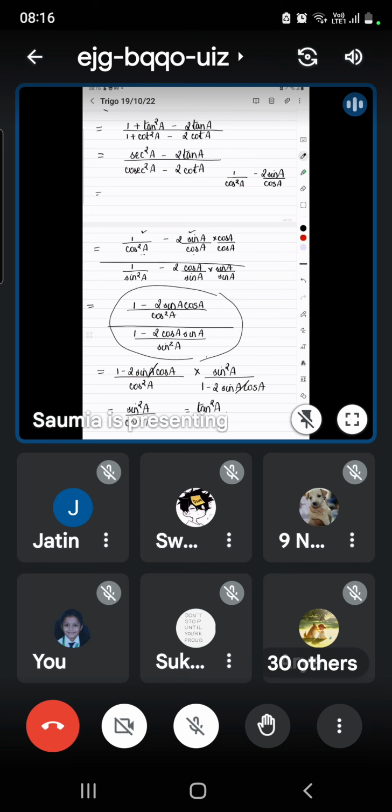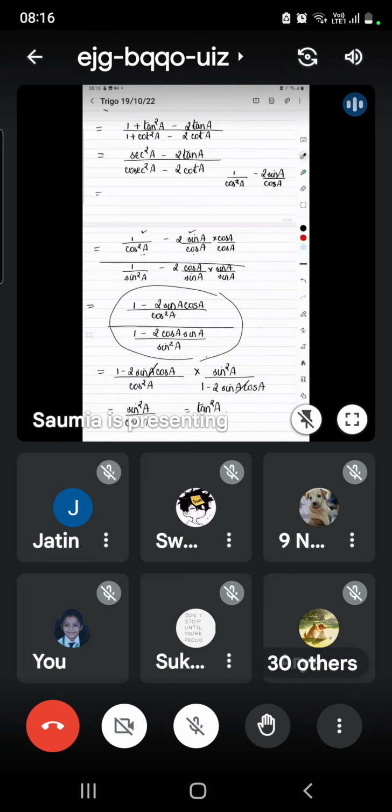One fraction, the denominator is cos square A. Other fraction, denominator is cos A. Now, if I have to subtract, I have to make the denominators equal. Correct? The only difference between the denominators is this one has 2 cos A, so it is cos square A, and here there is only one cos A. So what did I do? I gave an extra cos A to both the numerator and the denominator. So this fraction was the same, and this became 2 sin A cos A upon cos square A. Now the denominators are the same.